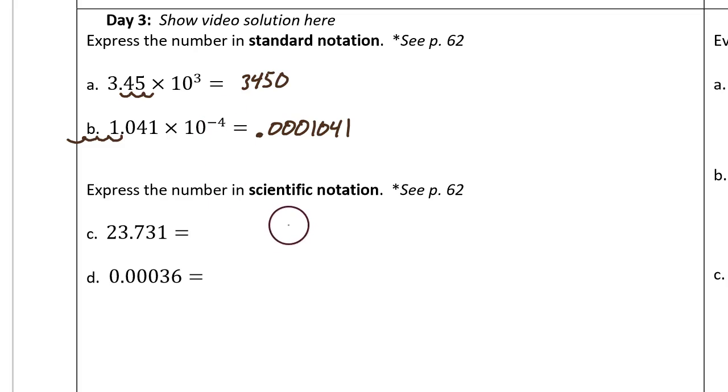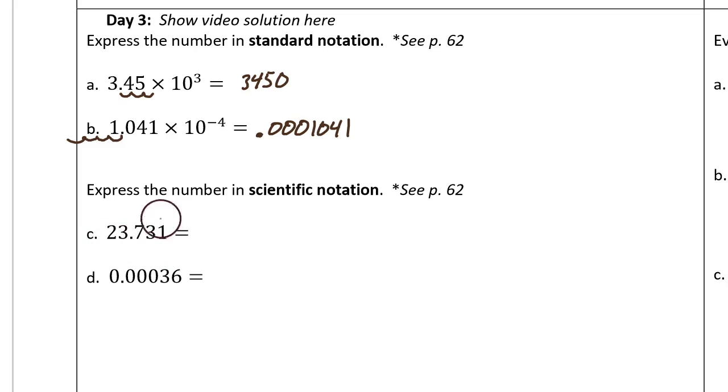Now let's do the reverse process. Express these numbers in scientific notation. Question C, 23.731. Scientific notation has a certain format where there is a number called a coefficient, and then there's a multiply sign, and then 10 with an exponent. The coefficient number is always a number between 0 and 10, meaning it's a number that has only one digit to the left of the decimal point.